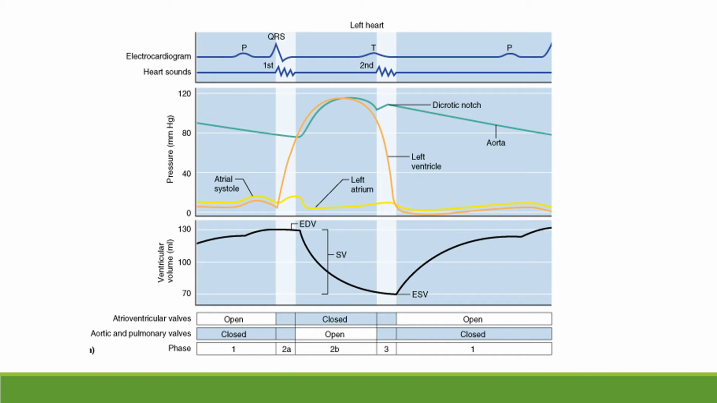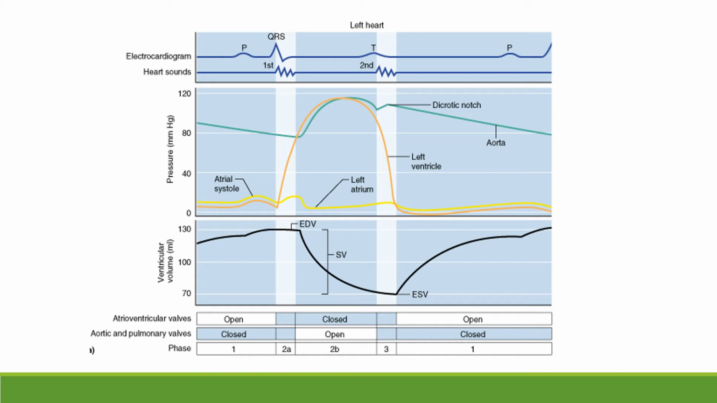The second line is the heart sounds. The first heart sound occurs at the end of the QRS wave, and the second occurs at the end of the T wave. If you look at the bottom of this chart, you'll see that the first heart sound is the time when the AV valves are closing. The second heart sound is the time when the SL valves are closing.